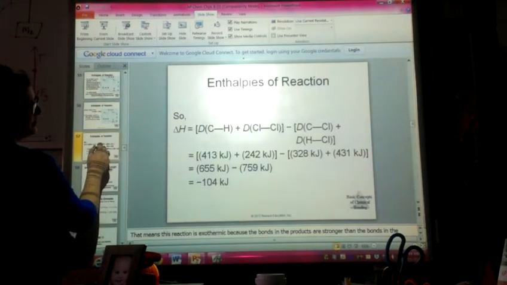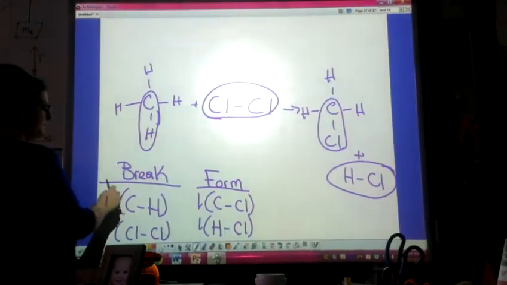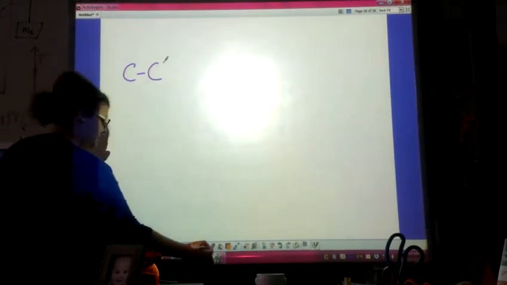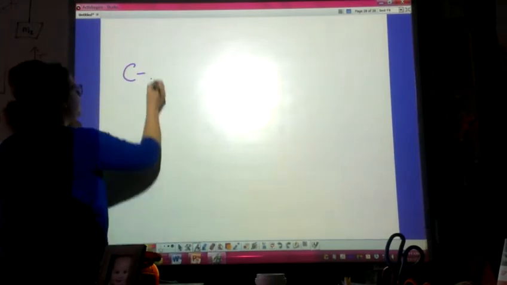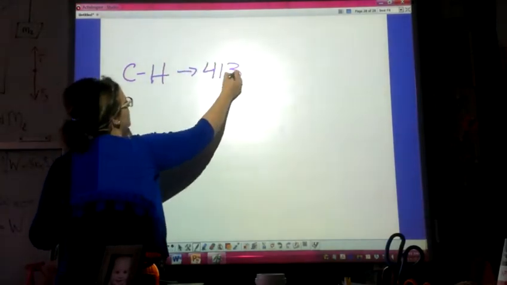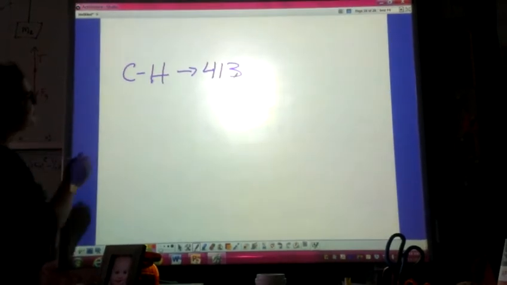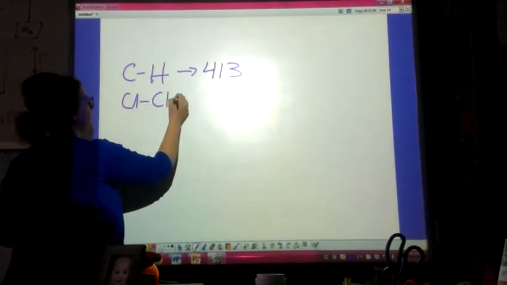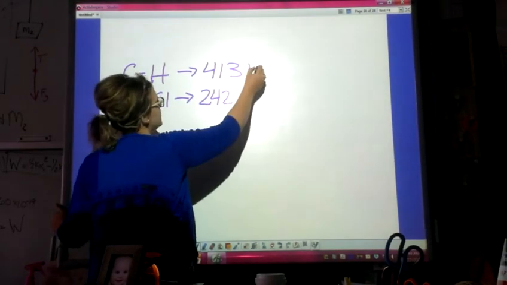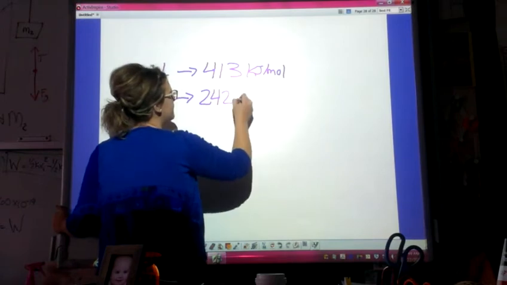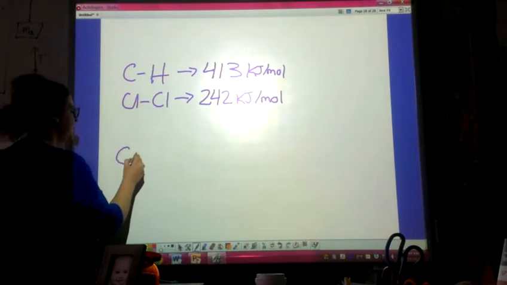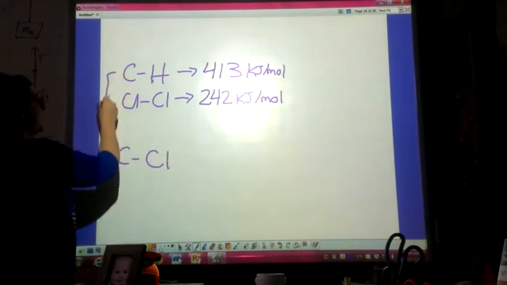CCl, CH, Cl-Cl, and HCl. Okay, so let's do CH first. For the CH bond, that one was 413 kilojoules per mole for its bond enthalpy. For the Cl-Cl bond, these are the ones we broke, that one was 242 kilojoules per mole. And then for my carbon-chlorine bond, that's one I formed. These are the ones I've broken.